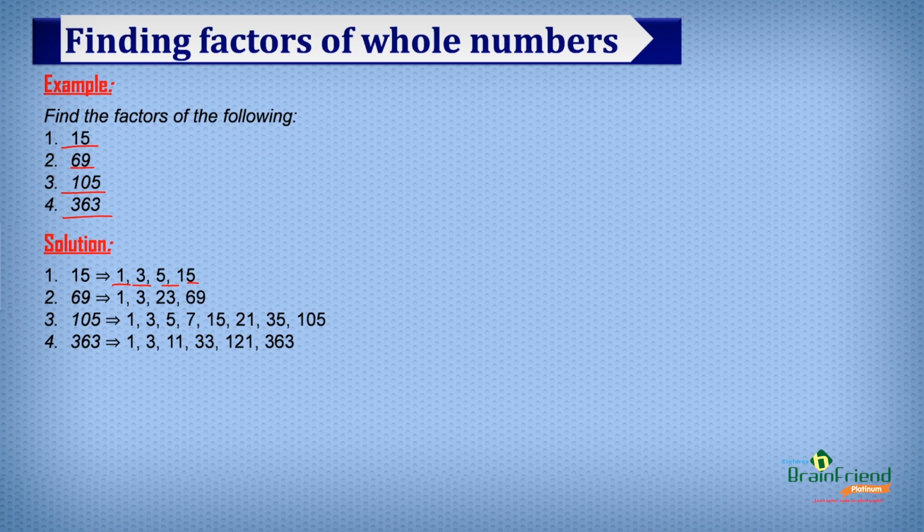The factors of 69 are 1, 3, 23, and 69. The factors of 105 are 1, 3, 5, 7, 15, 21, 35, and 105. And lastly, the factors of 363 are 1, 3, 11, 33, 121, and 363.